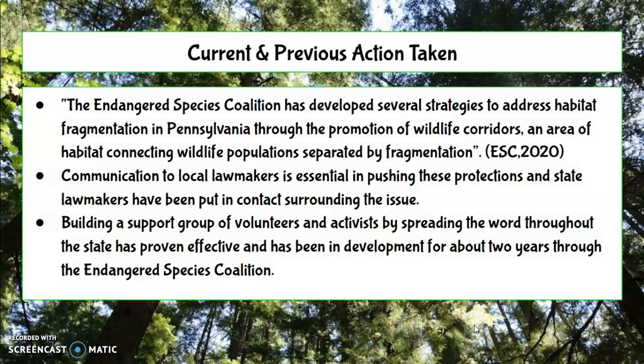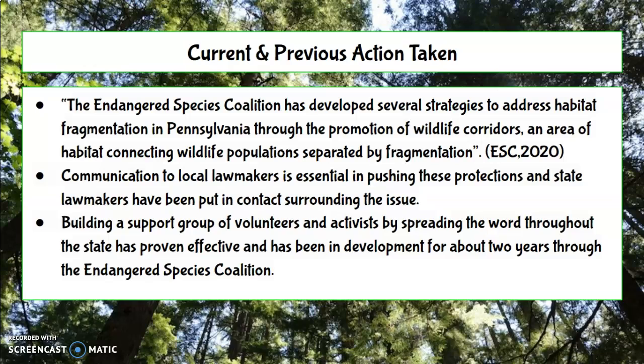So, to cover some current and previous action that has been taken, the Endangered Species Coalition has developed several strategies to address habitat fragmentation in the state of Pennsylvania through the promotion of wildlife corridors, an area of habitat connecting wildlife populations separated by fragmentation.